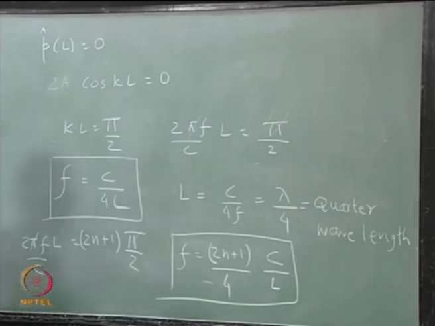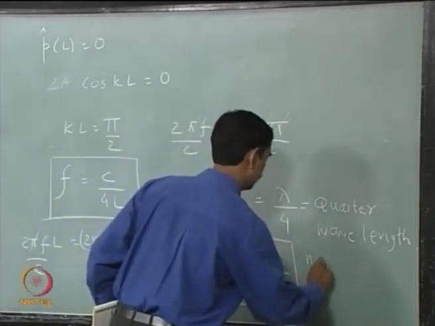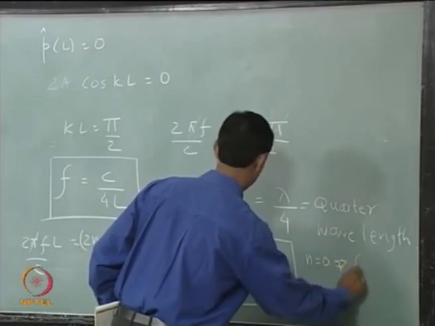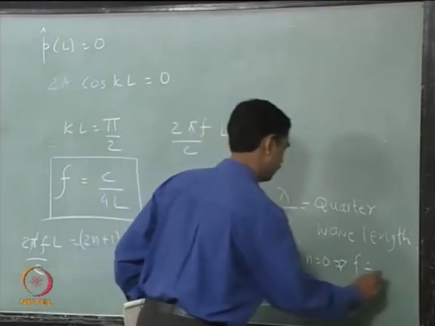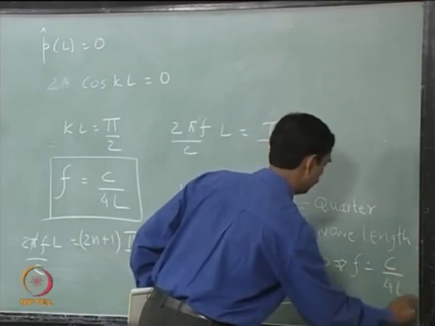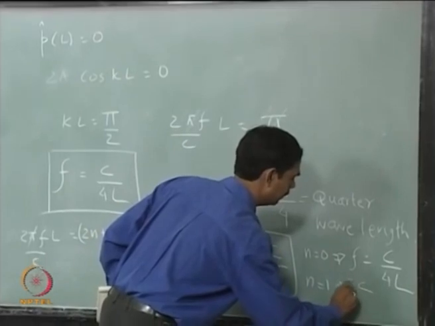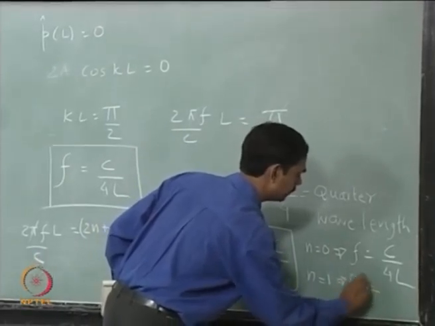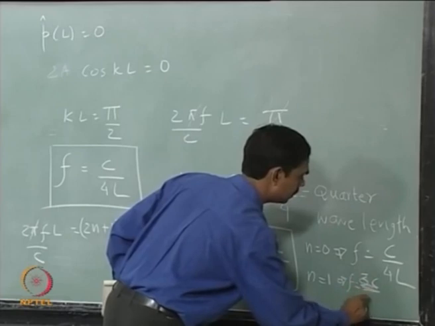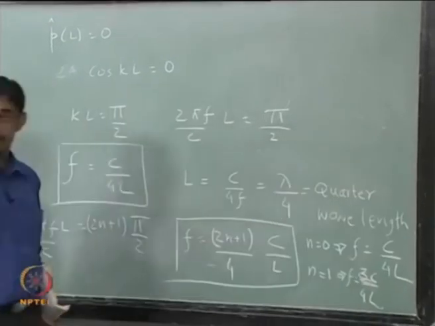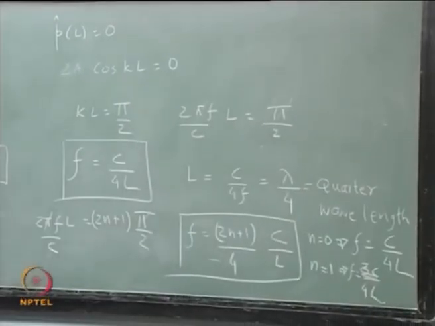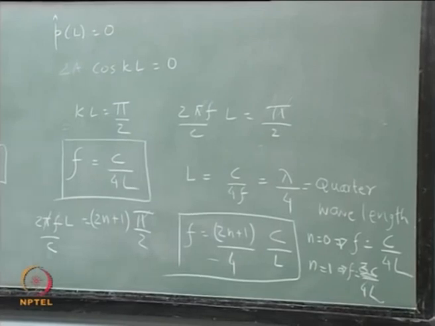So n equal to 0 gives f equal to c over 4L, n equal to 1 gives f equal to 3c over 4L, and then you have 5c over 4L and so on. So the natural frequencies of this tube are given by c over 4L, 3c over 4L, 5c over 4L and so on.